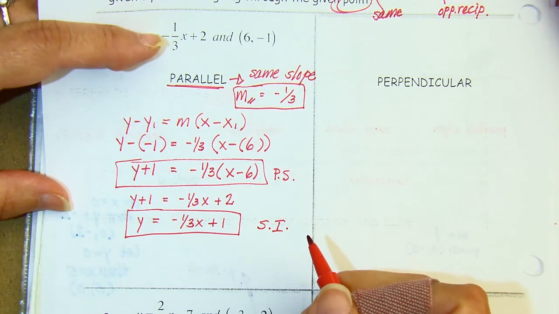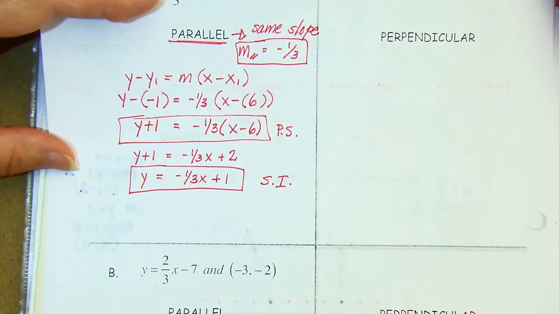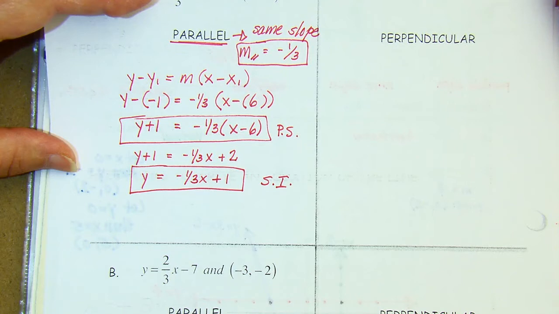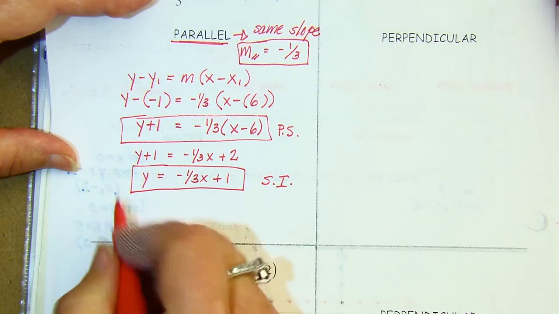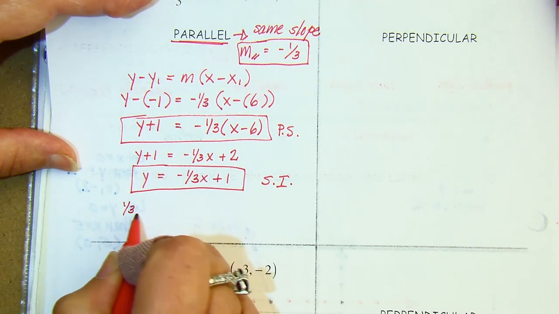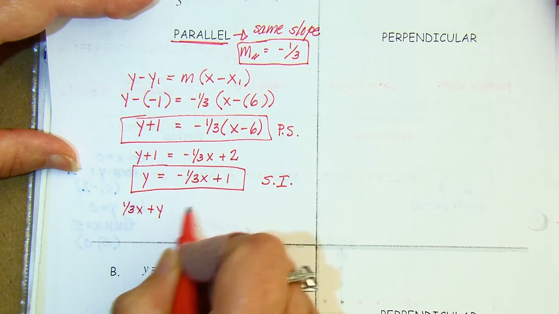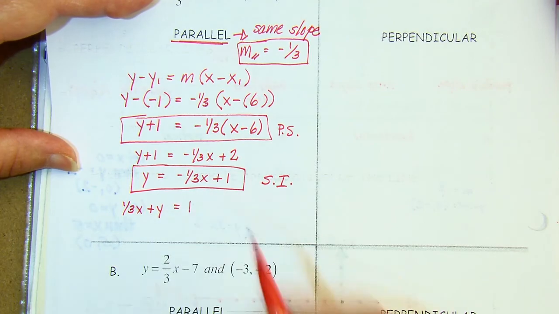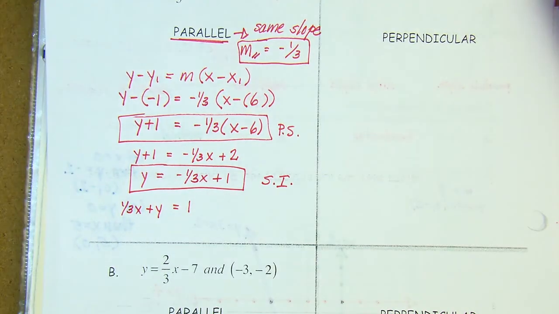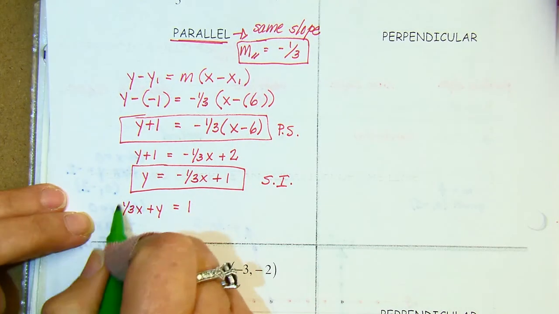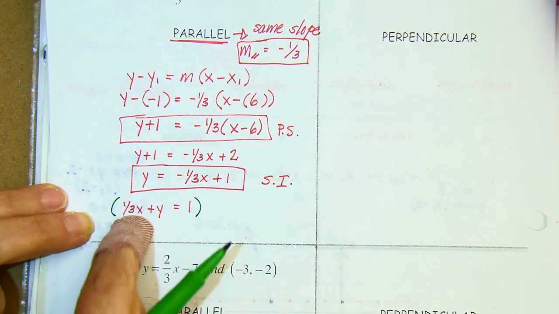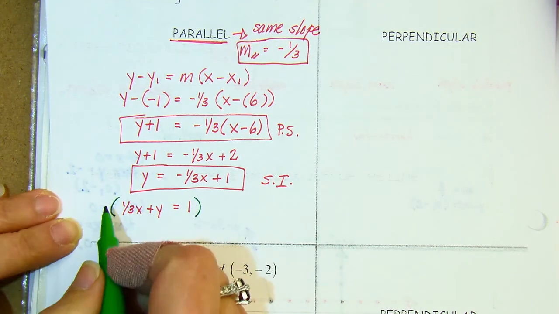Now I'm going to take this one step further and put it in standard form. Remember, I need the x and the y on the same side. So this becomes positive 1/3 x plus y equals 1. Remember, we can't have fractions in standard form. So I'm going to take this whole equation and get rid of that 3 in the denominator. The only way to get rid of it is to multiply by 3.